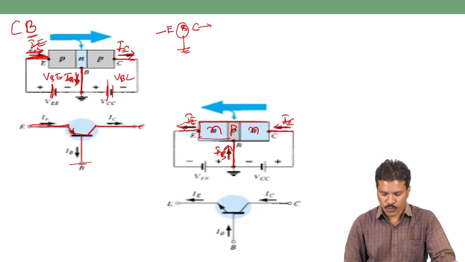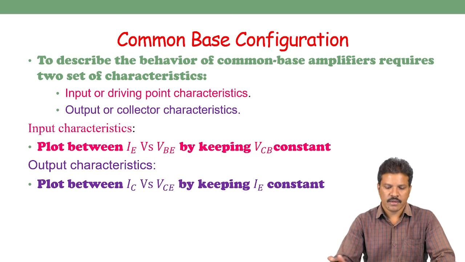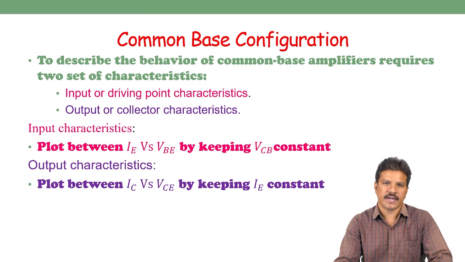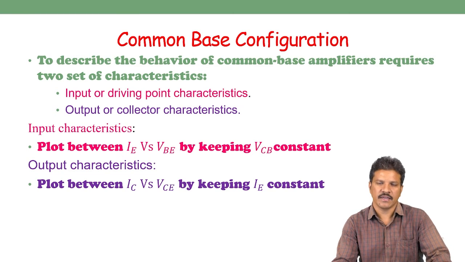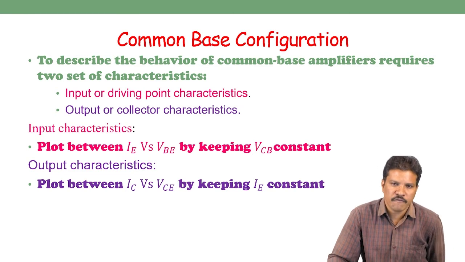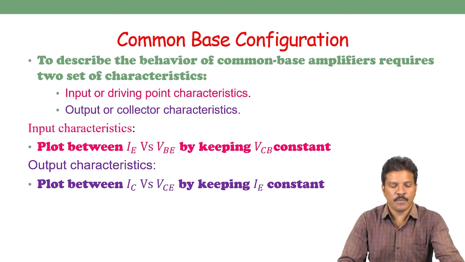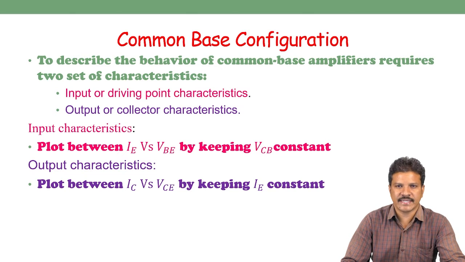Let us see that the common base configuration behavior can be explained by two sets of characteristics, which are called input characteristics, also called driving point characteristics, and output characteristics, also called collector characteristics. What are input characteristics and what are output characteristics? Before going to a particular configuration, I would like to explain the simple general definition of input characteristics, which we can apply to any configuration.